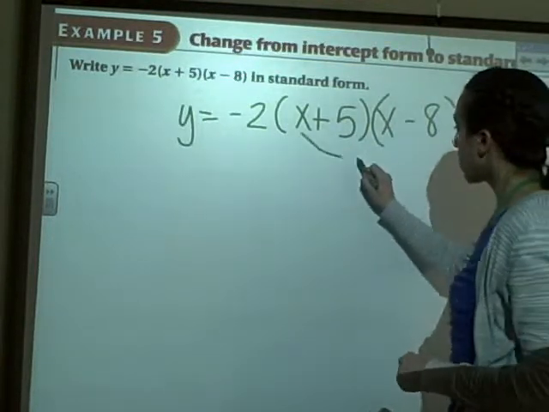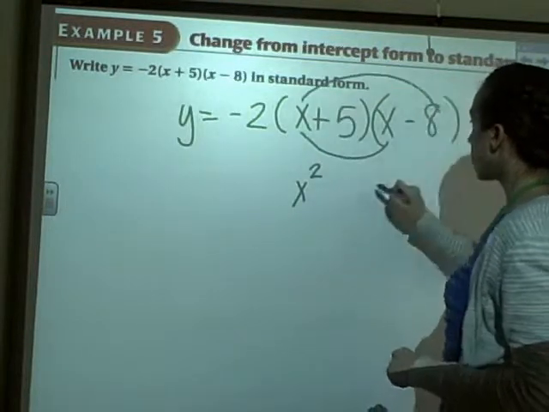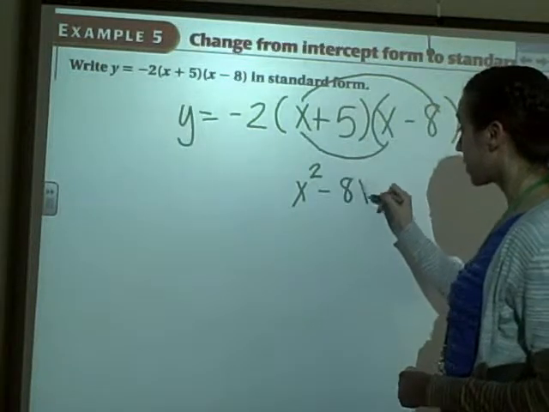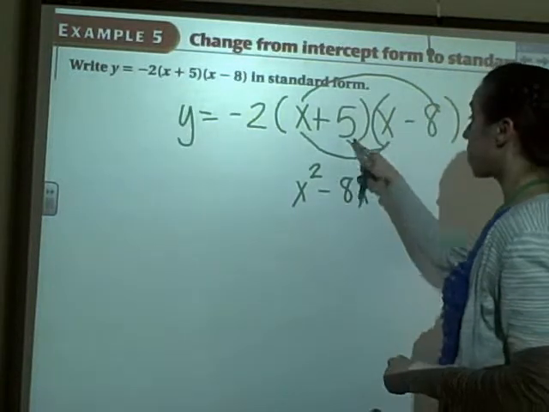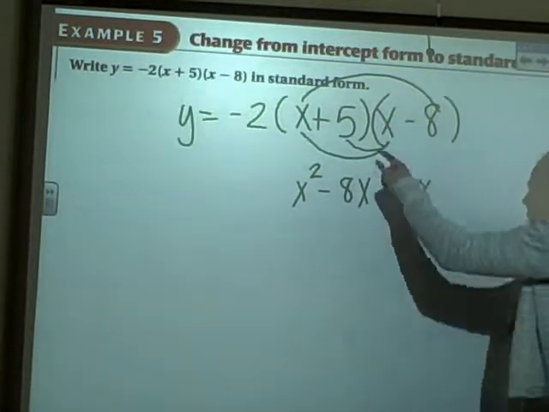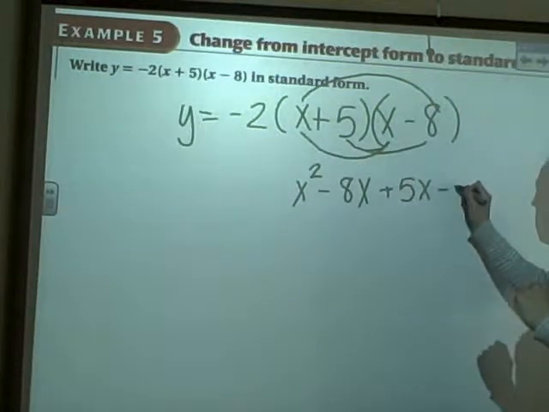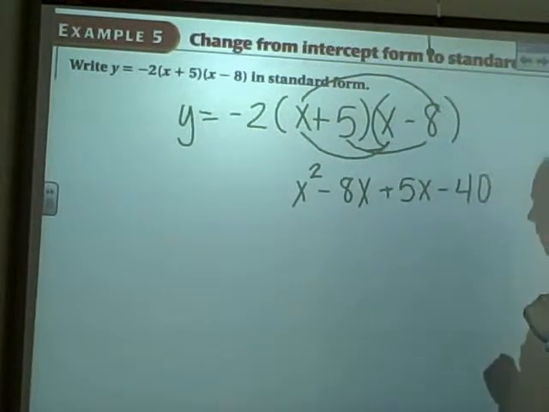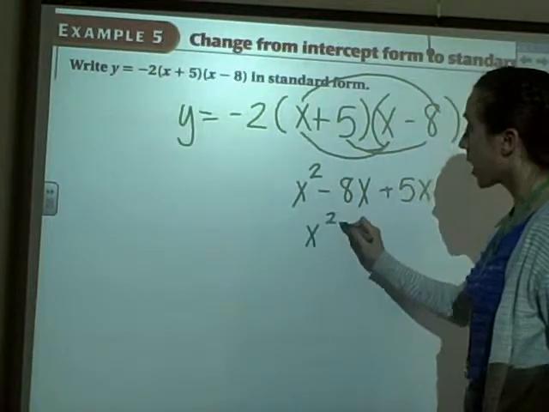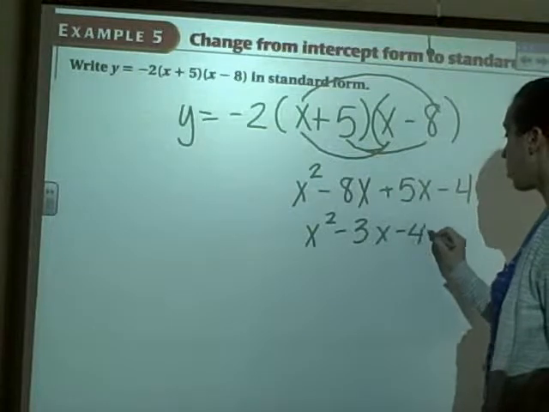We're going to do our first terms, our outer terms, x times negative 8, negative 8x. Our inner terms, 5 times x is 5x. And then our last terms, 5 times negative 8, negative 40. Now we're going to combine like terms within our equation here. x squared minus 3x minus 40.